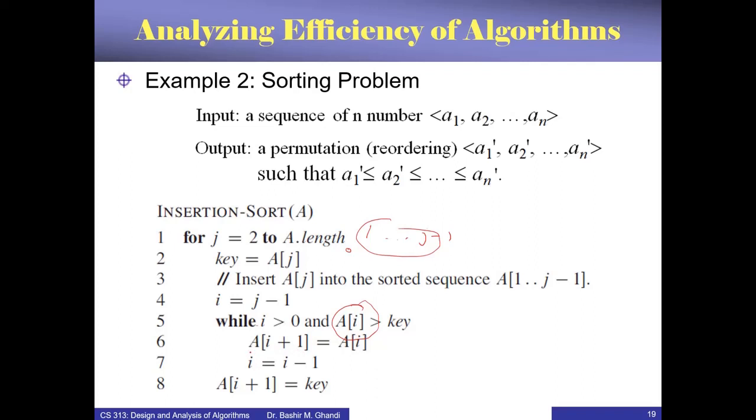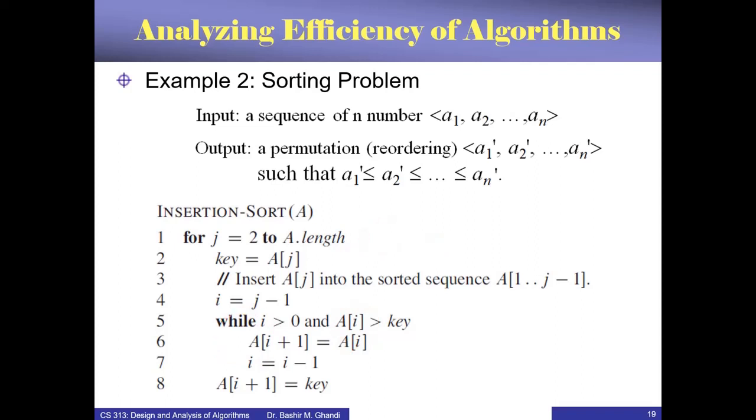Then update the i to become i minus 1. So we're going to go to the next element in the sorted list, and then repeat the loop. As long as we have not reached the end of the sorted list, and as long as the element at i is greater than key, we have to keep repeating. Just shift that element A[i] to the right, and then decrement your i and repeat.